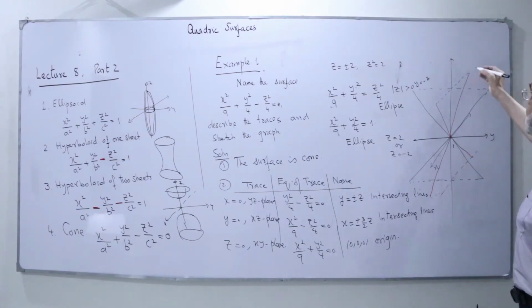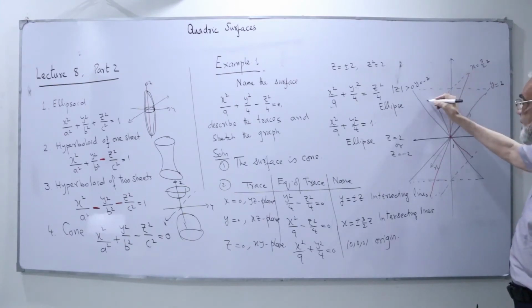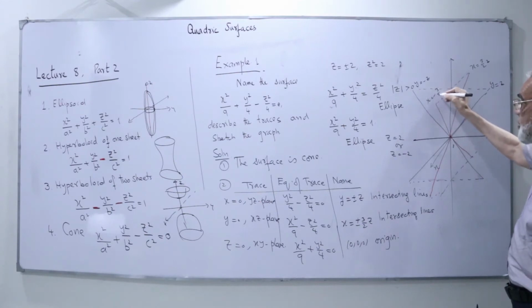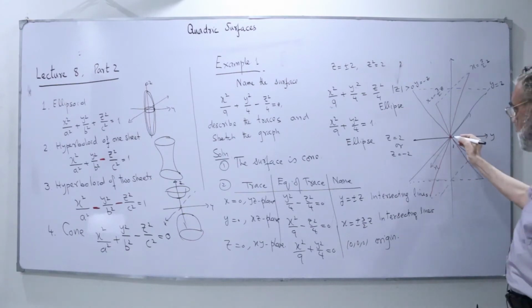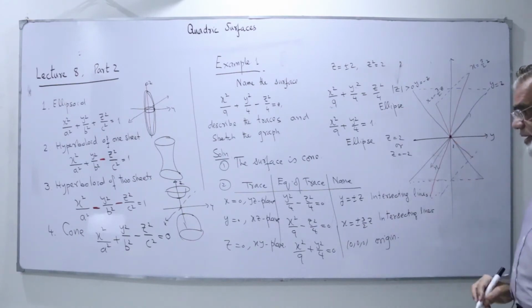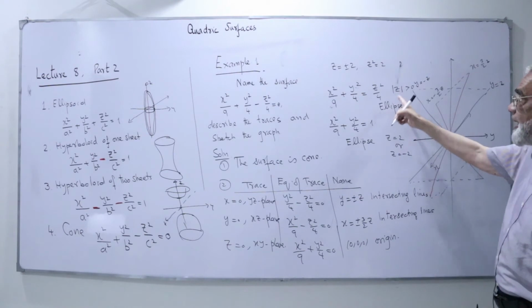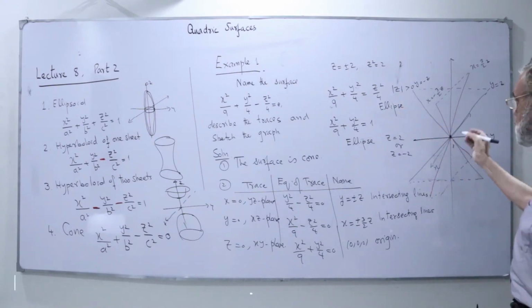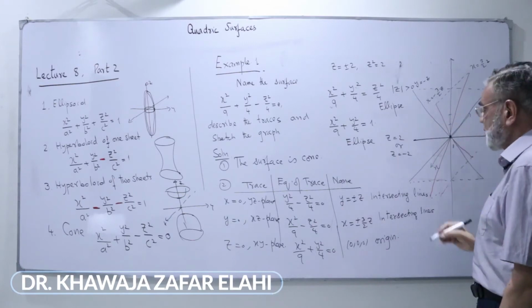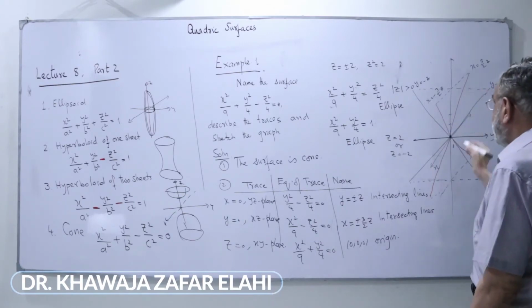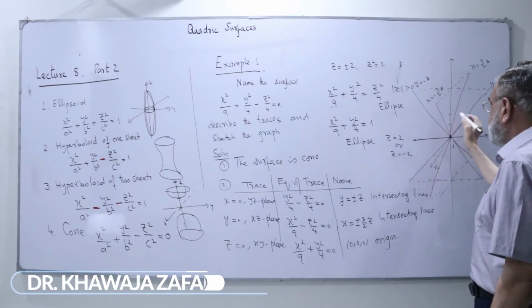So these are my intersecting lines: x equal to 3 by 2 z, and here x is equal to minus 3 by 2 z. Now our graph for z equal to 0, that's the origin. This is my origin. Then we can see when x is bigger than 0, x equal to 2, here this is z equal to 1, this is z equal to 2. So for z equal to 2, we are having the graph in the xy plane. So this is my x-axis.